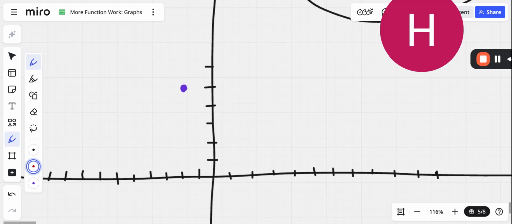And see how it's very wide. It's not steep at all. It's not steep at all because it's a 1/3 slope. There we have it. Pretty easy.